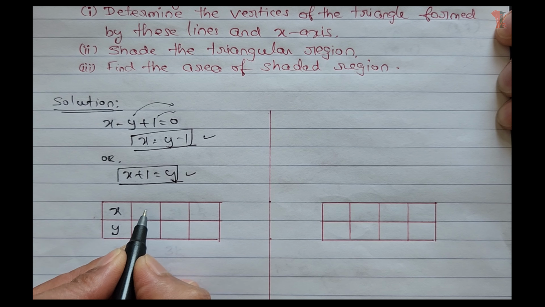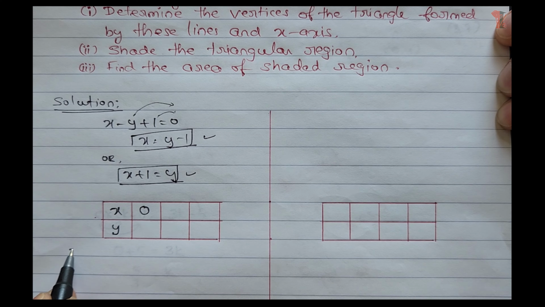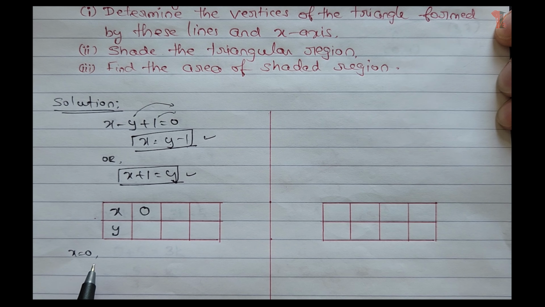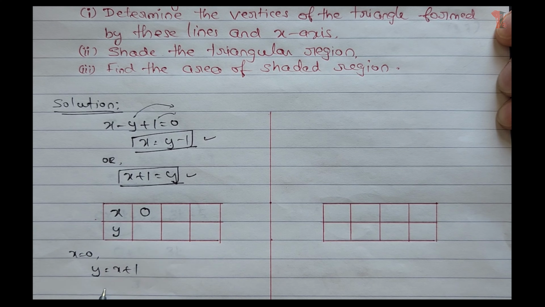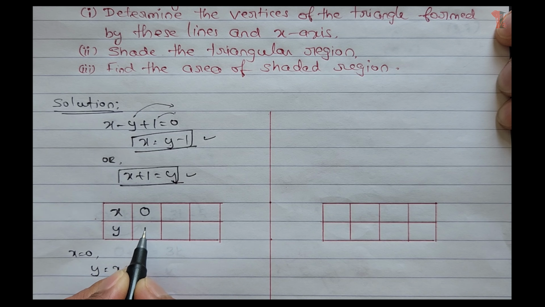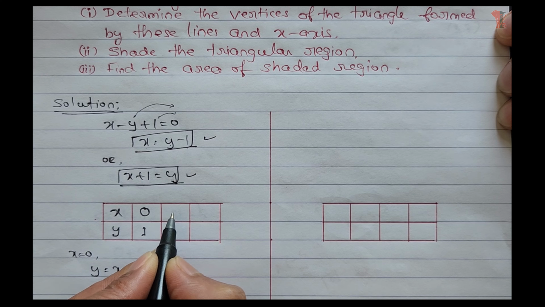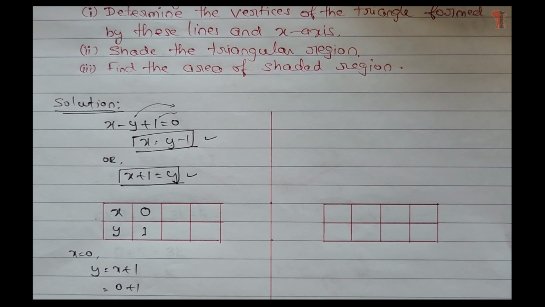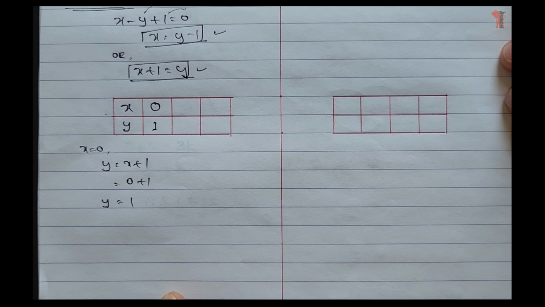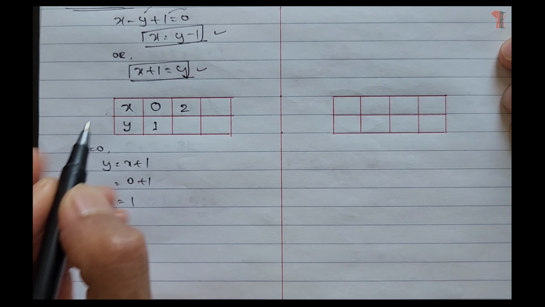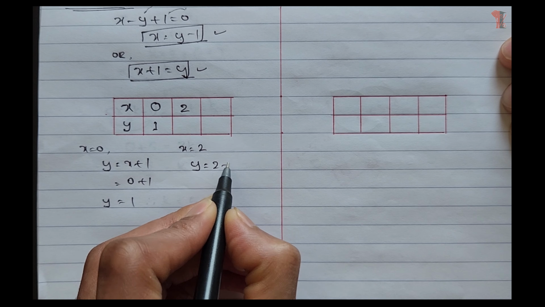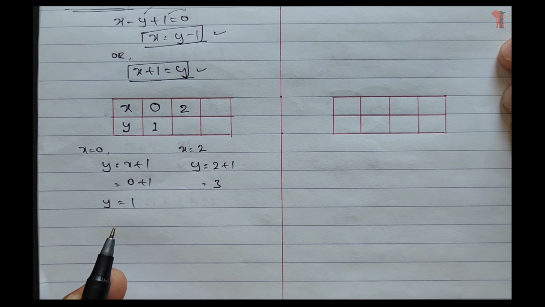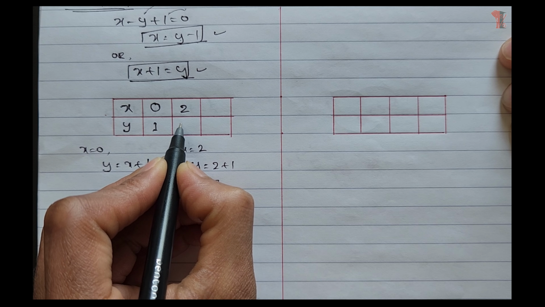Let me take x as 0. If I take x as 0, what happens? y is equal to x plus 1, right? So it becomes 0 plus 1, which gives me 1, correct? So when x is 0, y is 1. In case I take x as 2, what will I get? So x is equal to 2. That means y is equal to 2 plus 1. So y is equal to 3. That means when x is 2, y is 3.